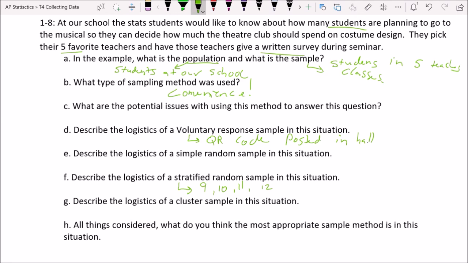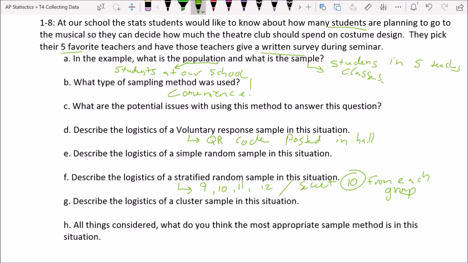So I would break up all the student lists into those groups, and then I would select maybe 10 from each group at random, using the random number generator. And guys, I'm just making up the number 10, okay? There's no magic there. It's just, you get to choose how many data you want. It's based on the resources you have and the time you have to collect the data.